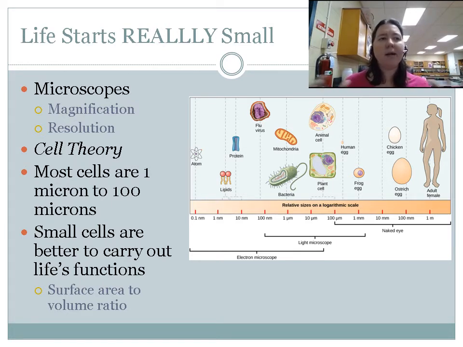So microscopes help us magnify things because when we talk about cells, we're talking about microscopic. What does microscopic mean? It means we need a microscope to see them. Okay, and then we use the resolution to be able to see it clearly.